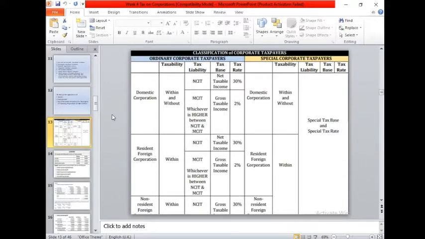While for the special corporate taxpayers, if it is a domestic corporation, the income within and outside the Philippines is subject to a special tax base and special tax rate. We are going to discuss it later. And for the resident foreign corporation and even the non-resident foreign corporation as a special corporate taxpayer, their income in the Philippines is subject to Philippine tax, and there is also a special tax base and a special tax rate for those resident foreign and non-resident foreign corporations.